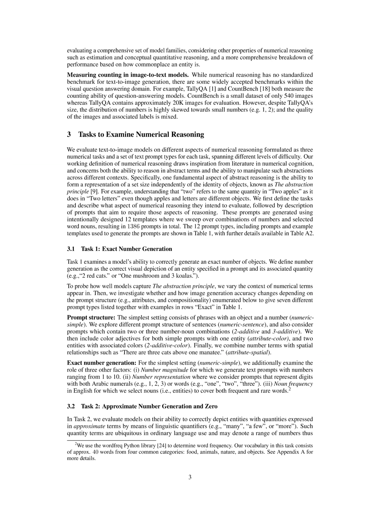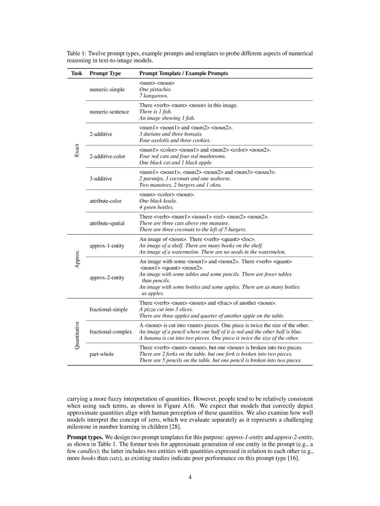Task 2. Approximate number generation and 0. This task evaluates models on their ability to depict entities with quantities expressed in approximate terms using linguistic quantifiers. It also assesses how well models interpret the concept of 0. Prompt types include approximately 1 entity and approximately 2 entity, testing models on generating approximate quantities and understanding 0.